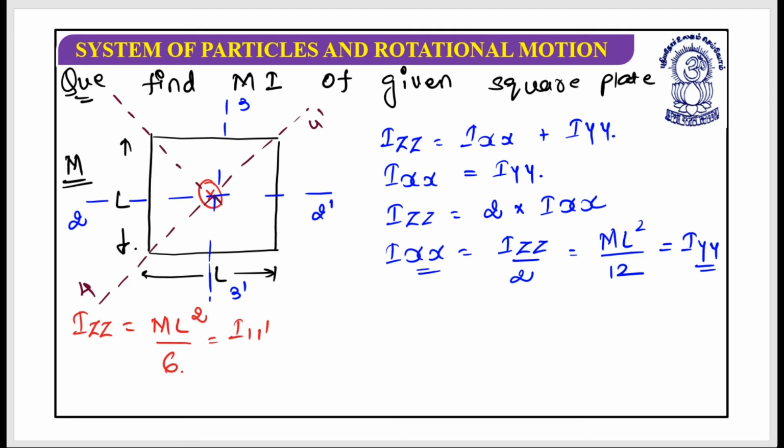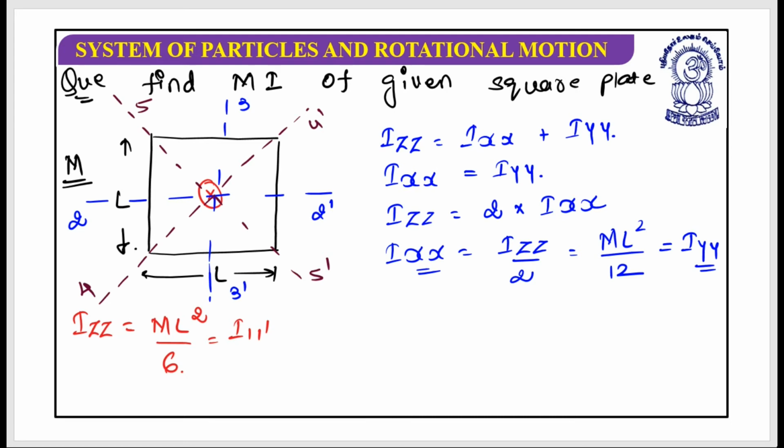You require the value of this. It's 55 dash: I44 dash and I55 dash. How will you find it out? How will you do it? What do you understand? How could I do this?